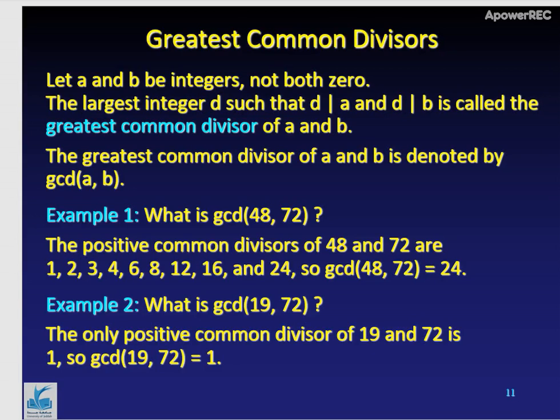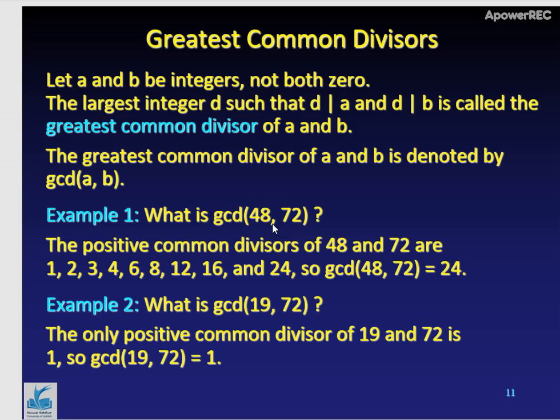Alright, so now we look at a couple of examples where we find the greatest common divisor of two integers. In the first example, we have 48 and 72 as our integers, which are obviously not 0. So 48 and 72 are playing the roles of A and B respectively.